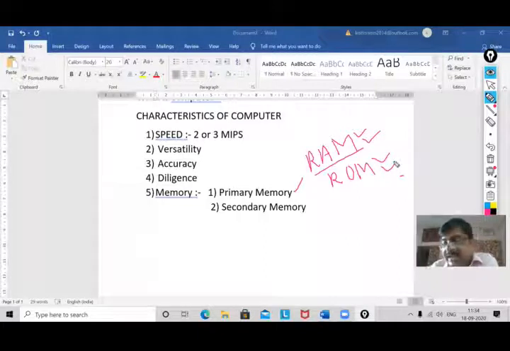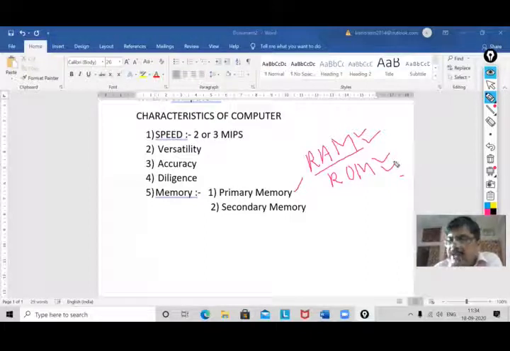Then you will say, sir, can I save the data in ROM? No, ROM is for other one. It is read-only memory. It has startup instructions. When you start your PC, you get a beep sound. Actually, what is this? This indicates that your startup instructions have been given to the processor.